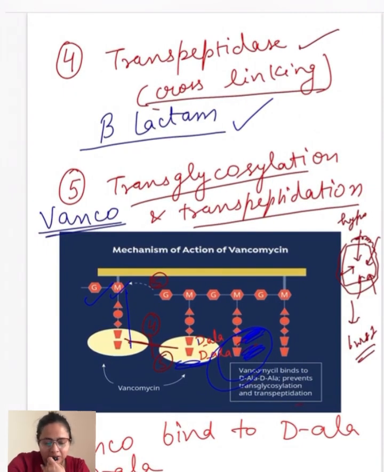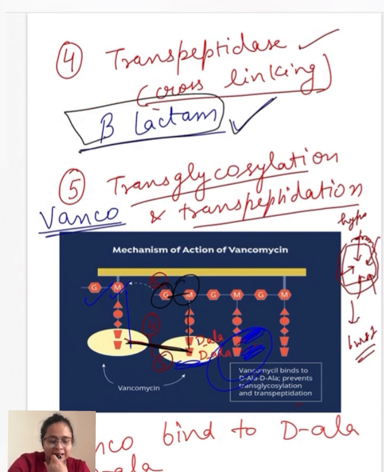Then these NAG, NAM, and peptide chains are cross-linked, and transpeptidase cross-links these peptide molecules. This is inhibited by beta lactams. Transglycosylation and transpeptidation.